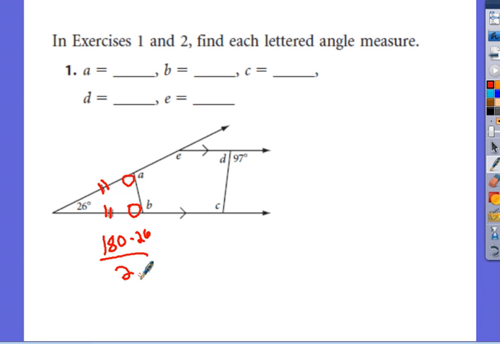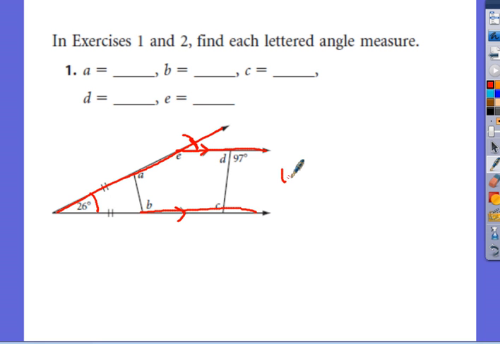And then that'll help you find A and B. Then to find E, you know that these two lines are parallel. Here's your transversal. So this angle right here is the same as 26, which will help you find E. And then you know we just learned about polygons. You can find C because D is obviously 180 minus 97.